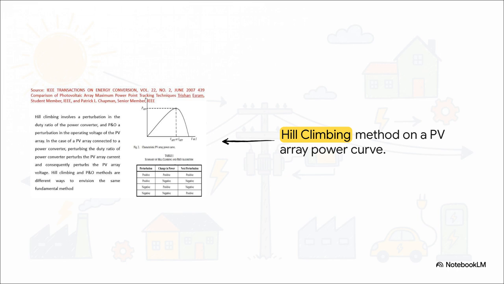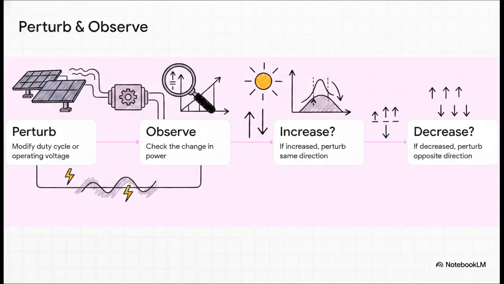Picture the system like a hiker climbing a mountain in super thick fog. They can't actually see the peak, but they can feel if their next step is taking them uphill or downhill. The algorithm perturbs, meaning it slightly tweaks the operating voltage, and then checks if that little step pushed the power output higher up the curve. It's a remarkably simple logic loop.